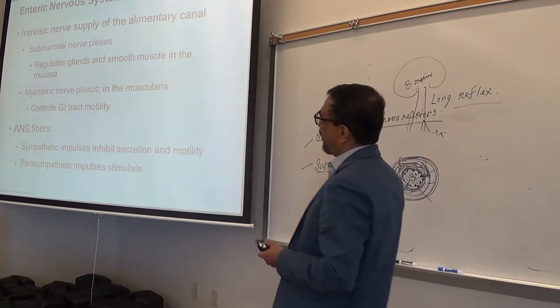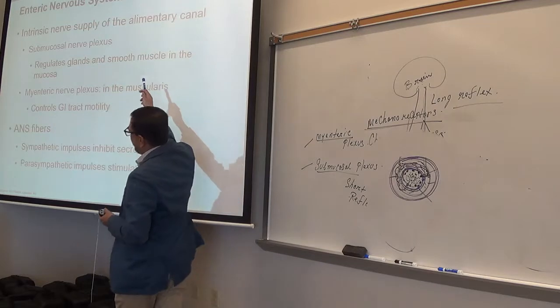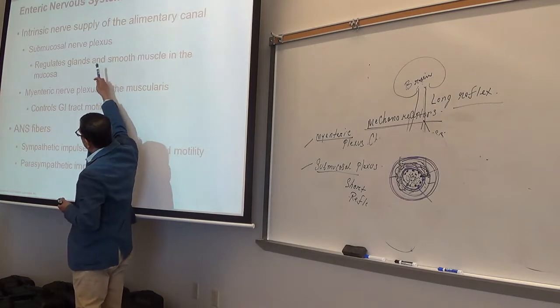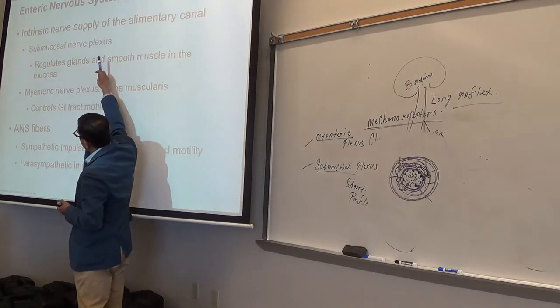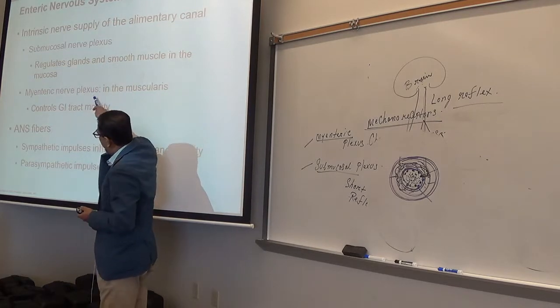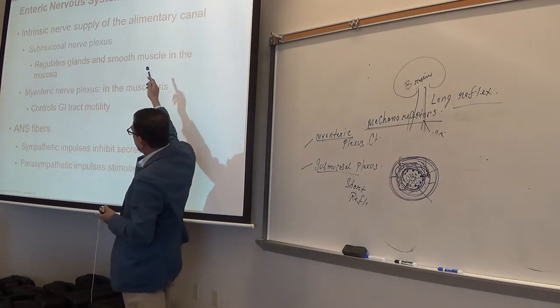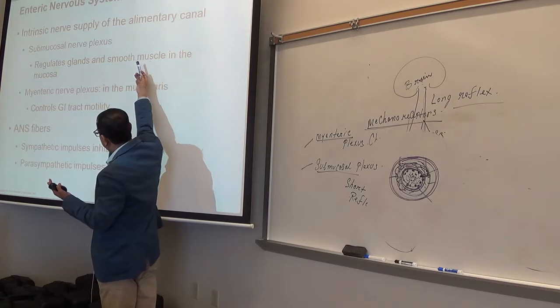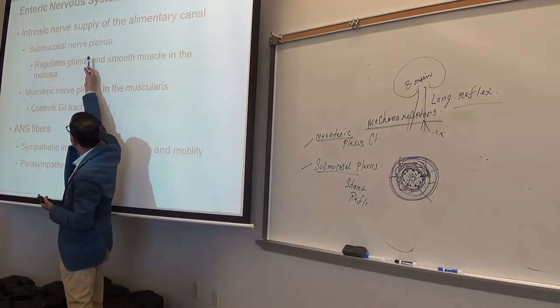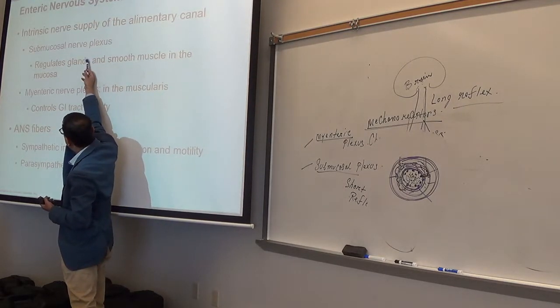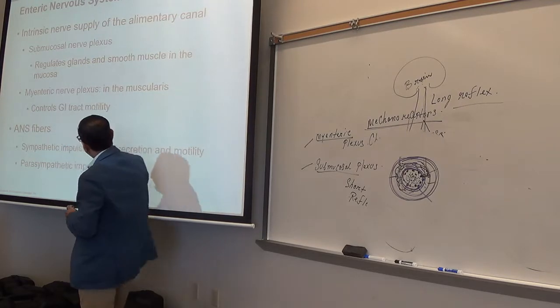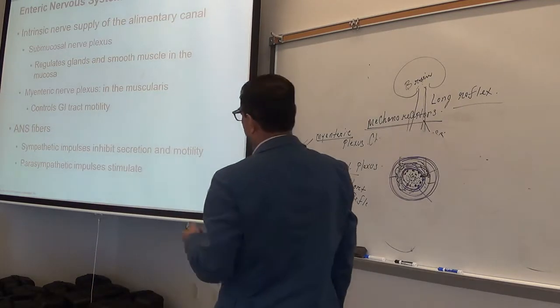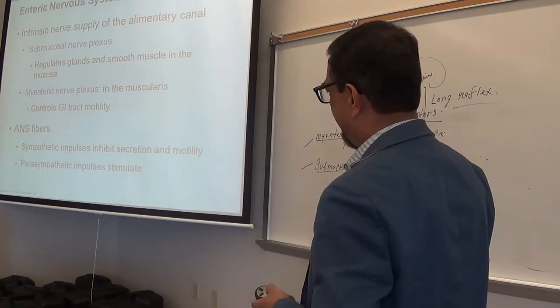Okay, I also mentioned that in the wall of GI tract, you have two nerve plexuses, submucosal plexus and myenteric plexus. Remember, submucosal plexus, its name is submucosal plexus, so it should be in the submucosa. Myenteric, myo means muscle, so it should be in the muscularis layer, muscularis externa. Okay?